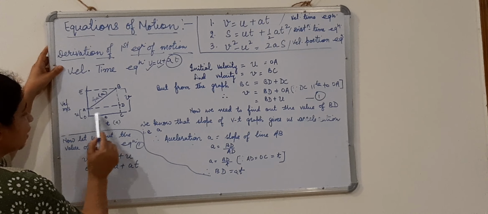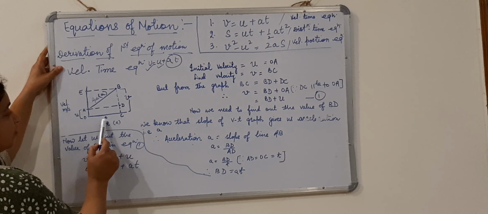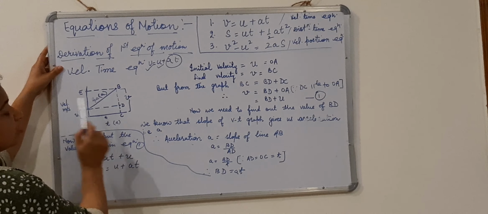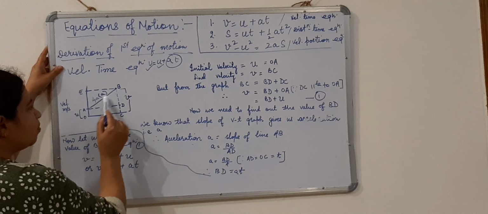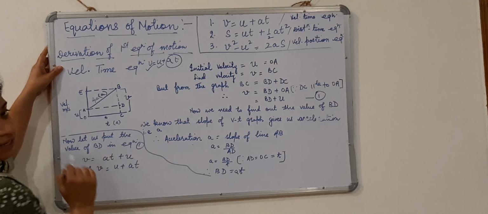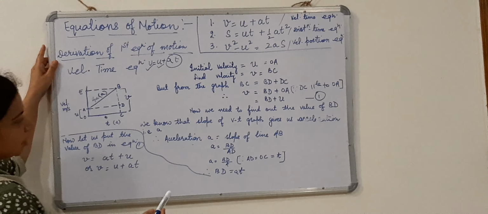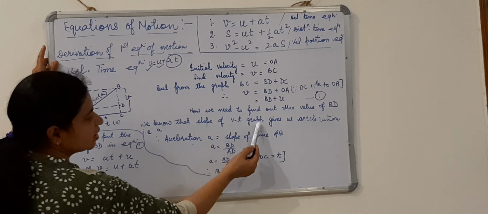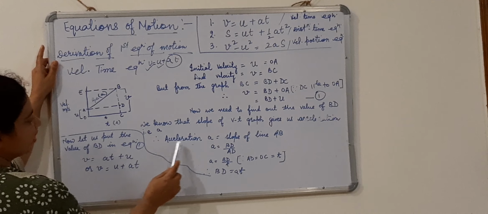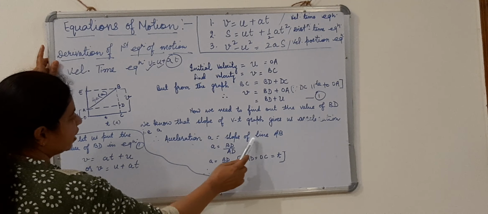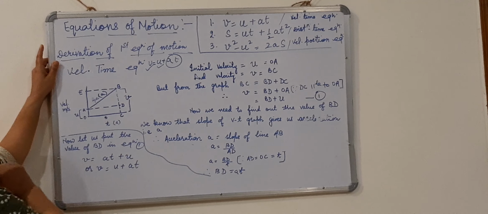Because AD is parallel to OC and the value of OC is T. If the value of OC is T, that means the value of AD is also T. And I know the slope of a velocity-time graph gives us the acceleration, that is represented by small a. Therefore, acceleration a is equal to the slope of line AB.